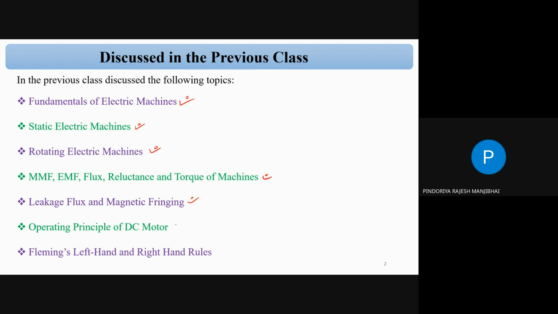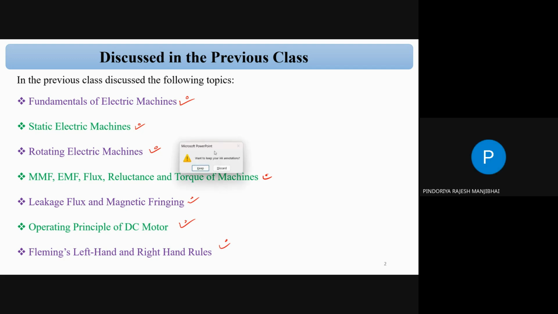And then we discussed the operating principle of the DC machines. I started with the operating principle of the DC machines because the DC machine was the first to be introduced in the world. So that's why it is a fundamental of the electric machines. And then we studied Fleming's left hand rule and right hand rule.